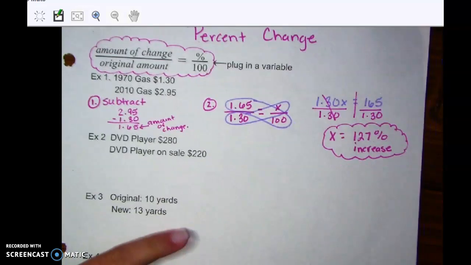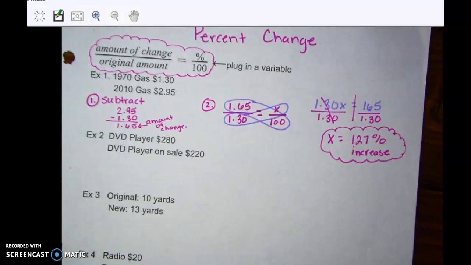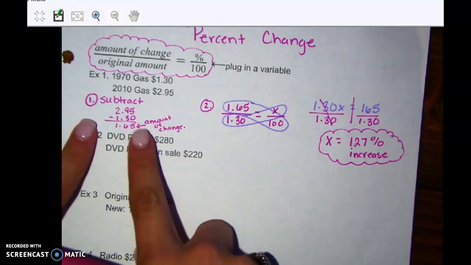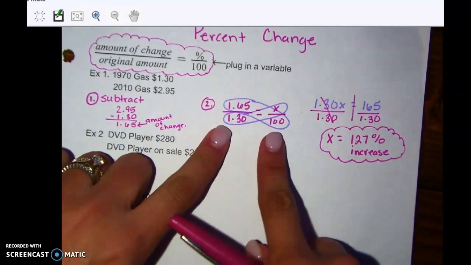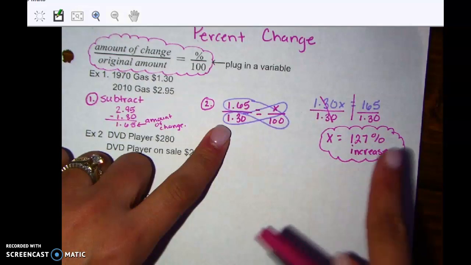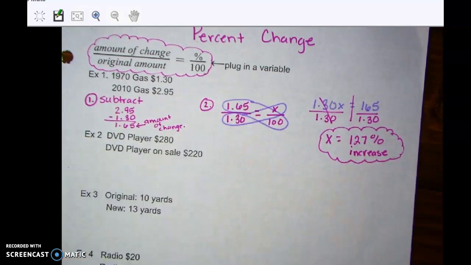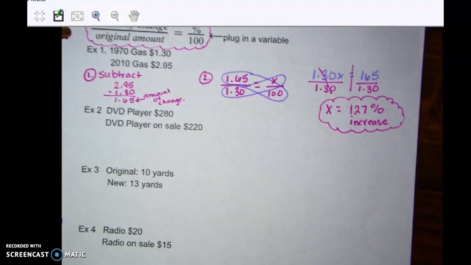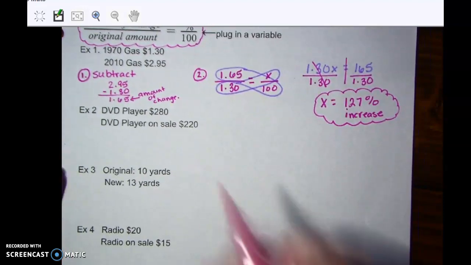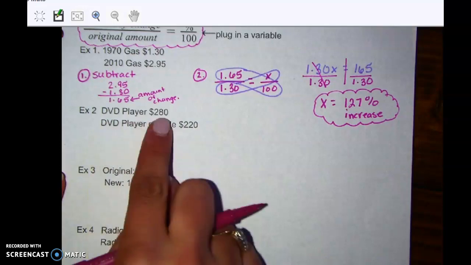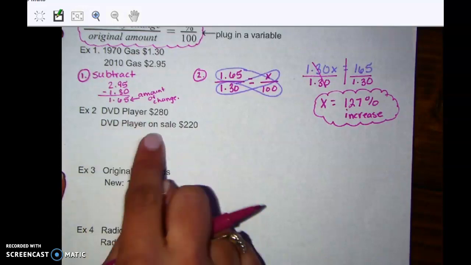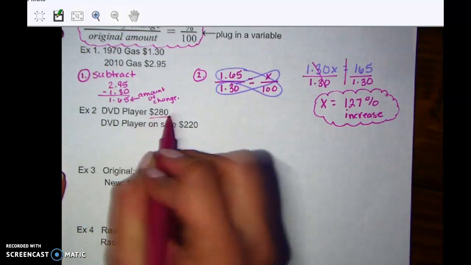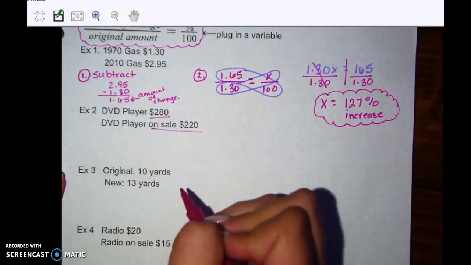Okay. So there's really 3 steps. Step 1, subtract. Step 2, plug it in, solve your proportion. And step 3, identify increase or decrease. Okay. Let's look at example 2. We have the DVD player cost $280, and then it's on sale. So original will be $280, and then on sale is $220.